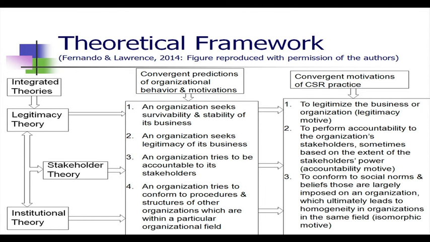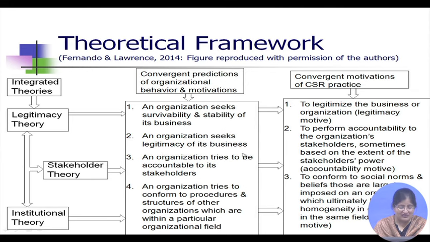Okay. Now, this is a very nice figure that was proposed by Fernando and Lawrence. This figure has been reproduced with written permission of Professor Lawrence. I have an email from him to this effect. Now, very little time is left, so I'll quickly explain this. The integrated theories, legitimacy theory and institutional theory, then give rise to the stakeholder theory, and they affect these convergent predictions of organizational behavior and motivations, which is an organization seeks survivability and stability of its business.